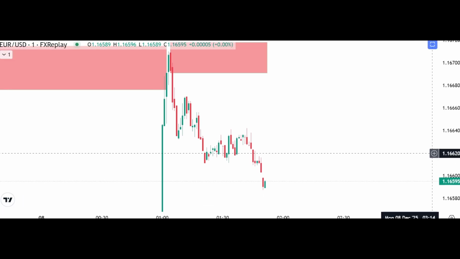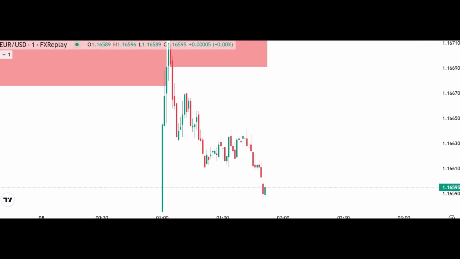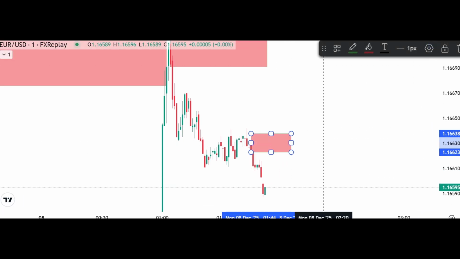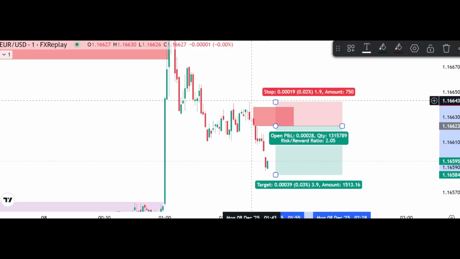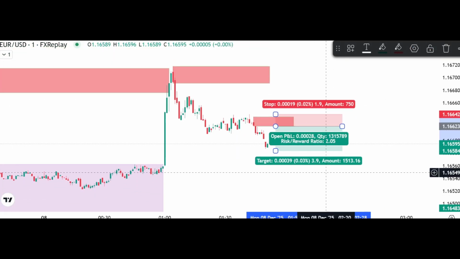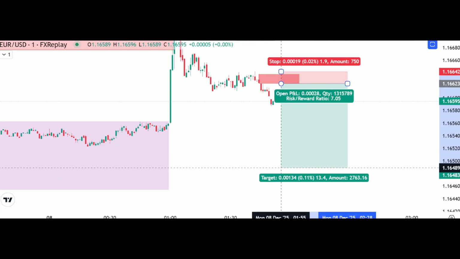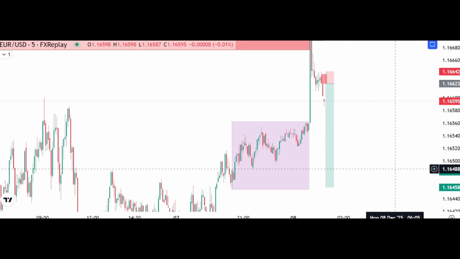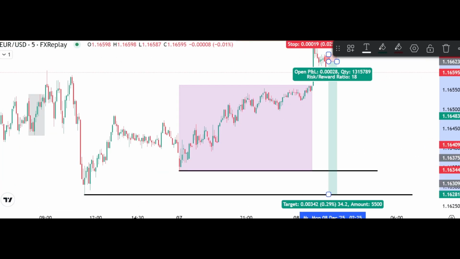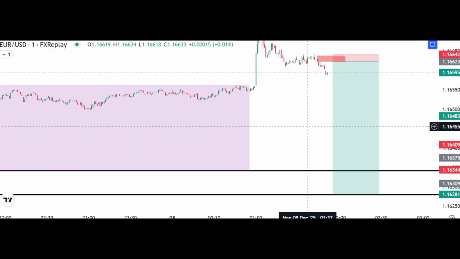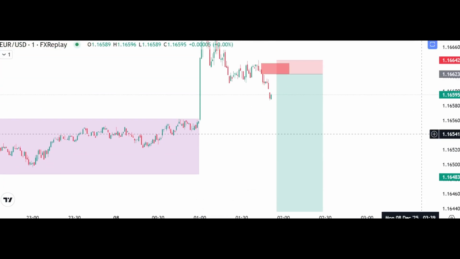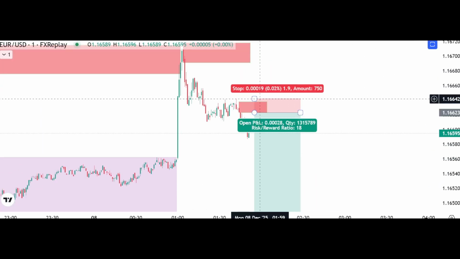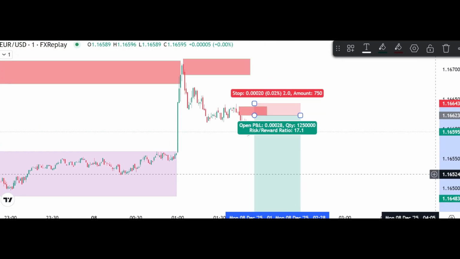Price broke structure again. We can take this point of interest, something like this. Target Asian low, or maybe yesterday's low. As you can see, it is a huge RR compared to our stop loss. So if we lose this one, it is okay.